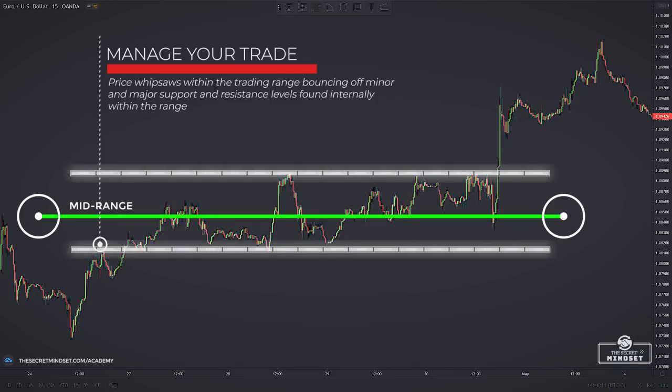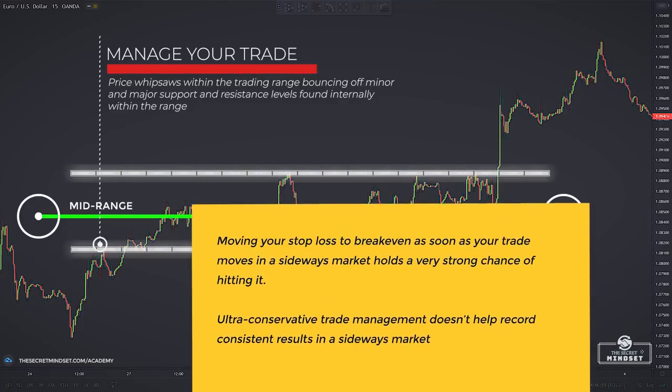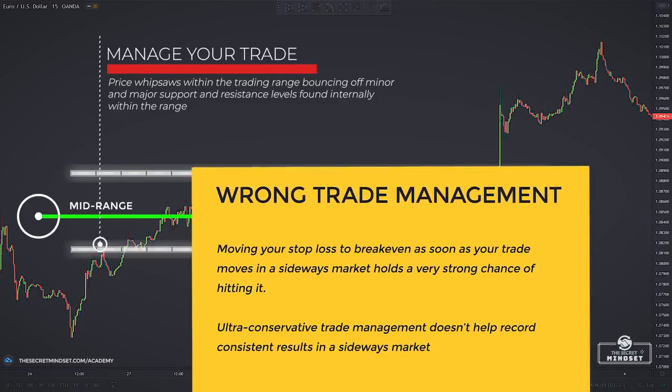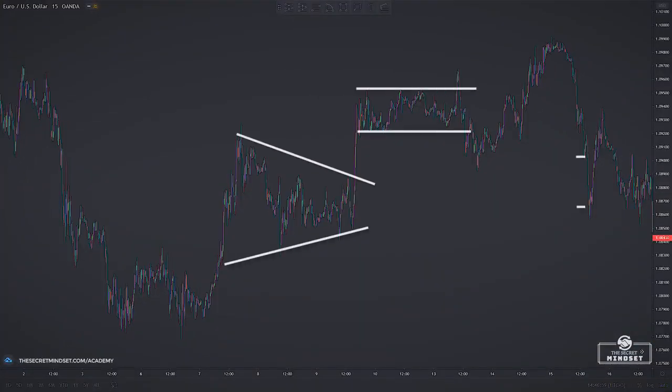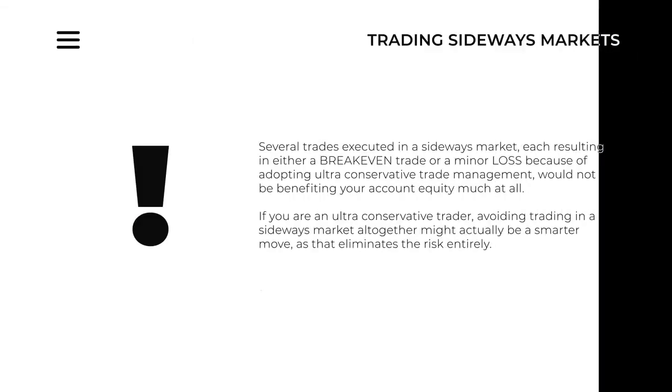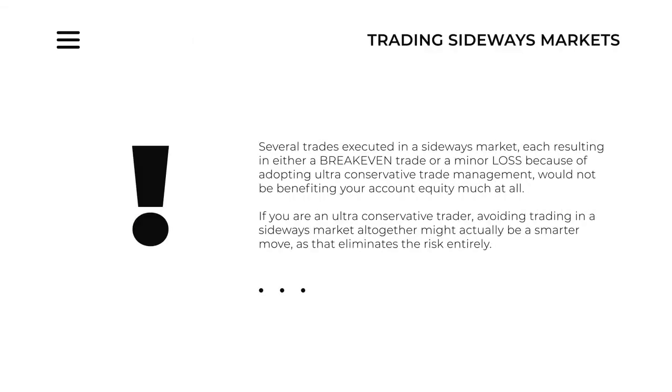For example, moving the stop to break even as soon as the trade moves in a sideways market holds a very strong chance of hitting it. The strategy could well have been intended to safeguard against choppy price action, but ultra-conservative trade management doesn't help record consistent results in a sideways market either. It's easy to see how several trades executed in a sideways market, each resulting in either a break-even trade or a minor loss, because of adopting ultra-conservative trade management, would not be benefiting your account equity much at all.